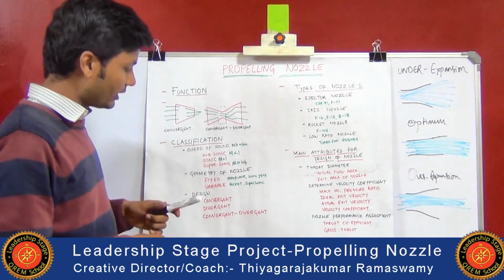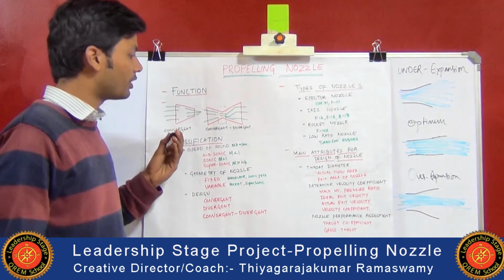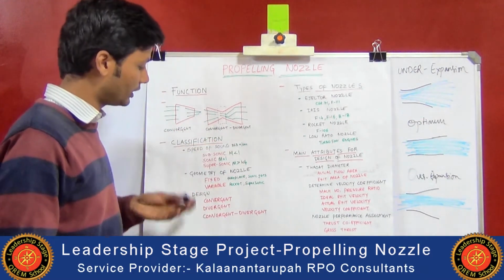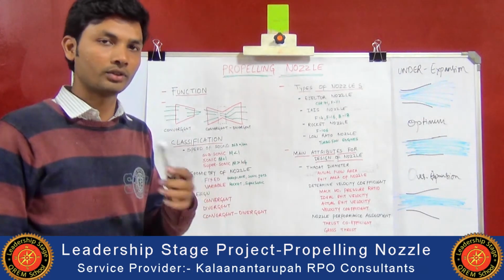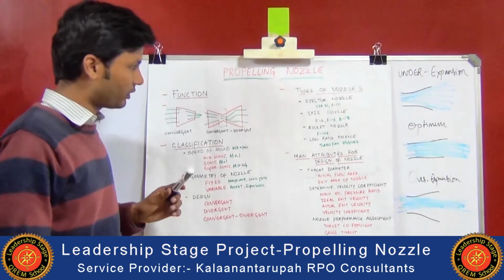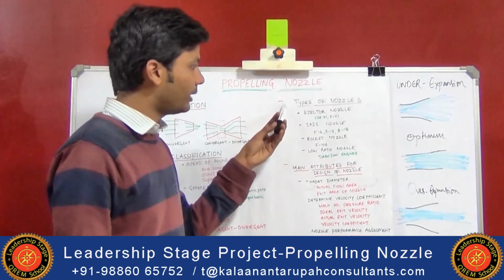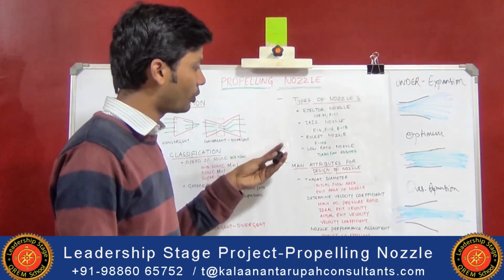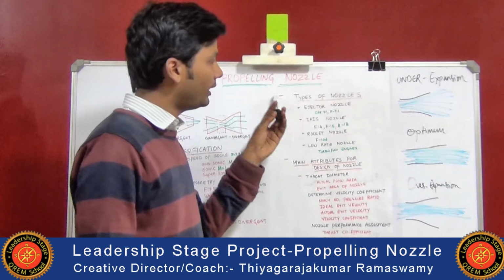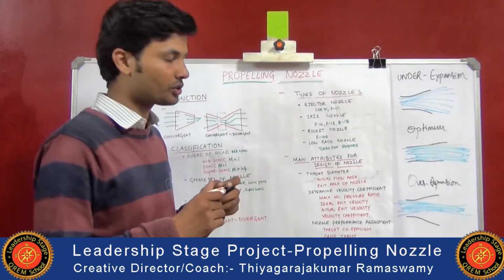The other one is the design, as I explained earlier: convergent, divergent, and convergent-divergent. These are the types of nozzles we actually use in rockets with respect to the design. Now we'll see what the types of nozzles are. These are the four major types of nozzles that the aerospace industry is using at the moment.